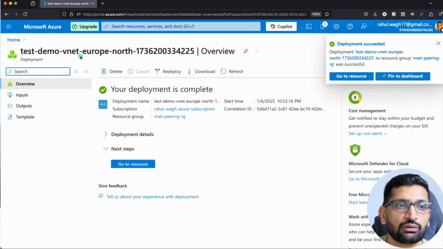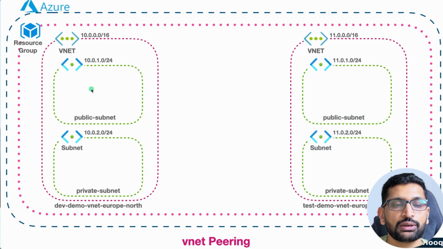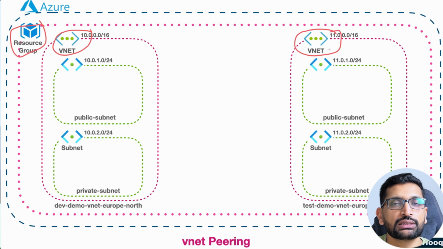And here you can see our test demo VNet Europe North is ready. Let's get back to the diagram once again, and here you can see I'll put my drawing over here. So we have created a resource group, we have created a VNet which is our dev demo VNet and test demo VNet. Both the VNets are ready. The next thing which we need to do is we need to create our subnet.